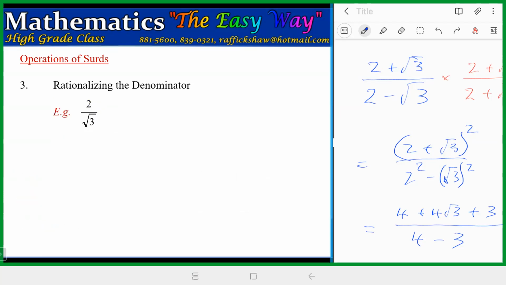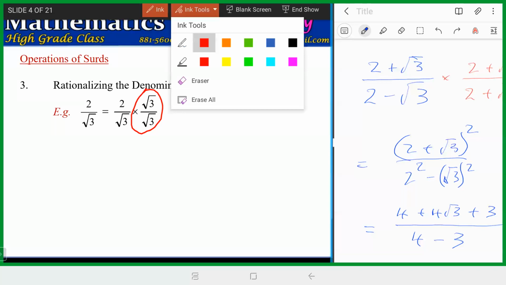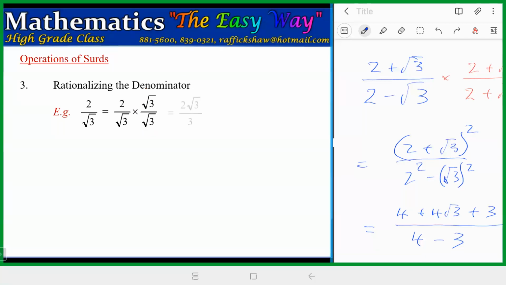Difference of 2 squares. Alright, so another example, this one. You multiply the denominator by root 3, because root 3 times root 3 will give you 3. So multiply the numerator and the denominator by root 3. That's what we did here, and it becomes that.